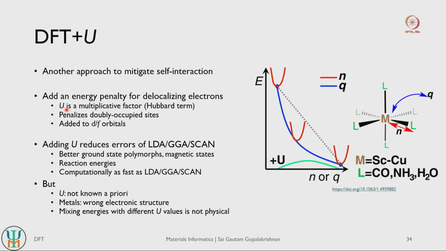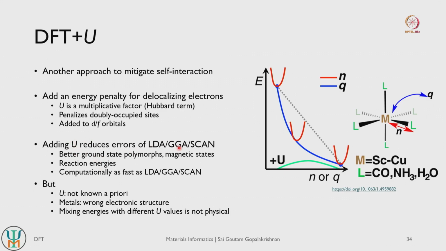So U is added as an energy penalty term, and U itself is a multiplicative term on the occupancies of orbitals, and this U term can also be specific to different orbitals. It's more commonly added as an energy penalty term for contracted d and f orbitals, right. So that's where it's more commonly used. On some occasions U has also been used on p orbitals of oxides and so on. So basically it's added as a penalty term, and it's commonly added to d or f orbitals.